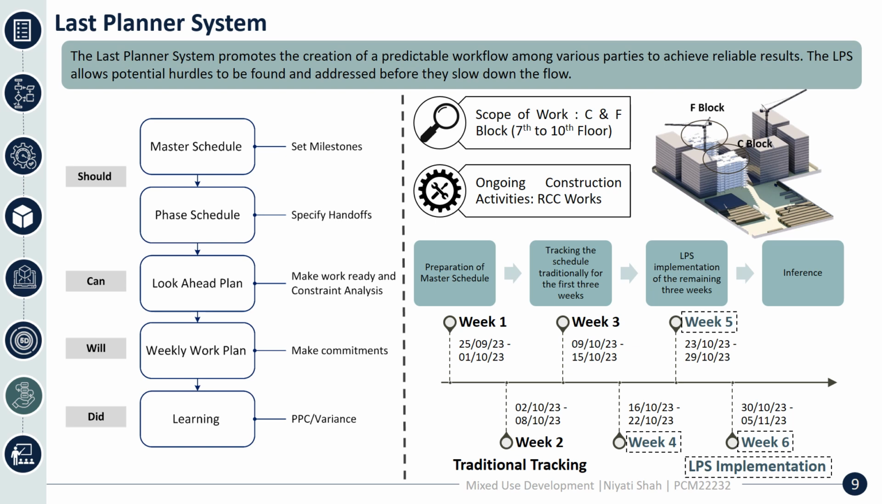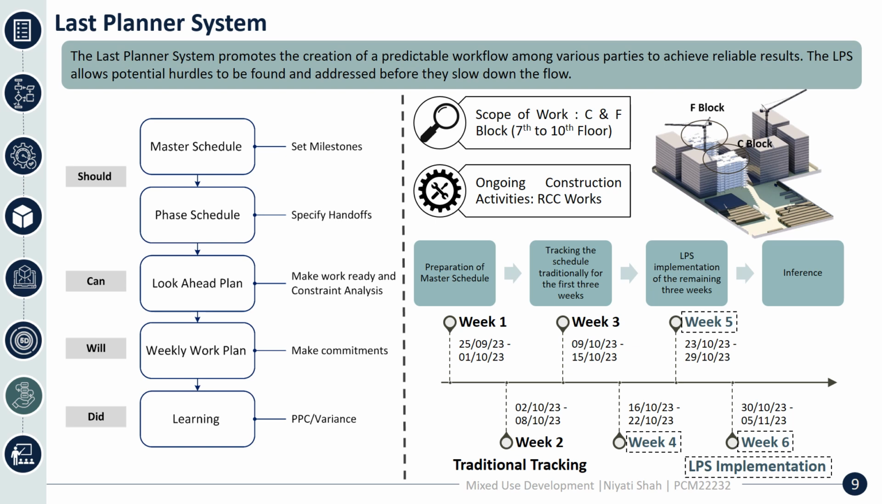From that, the weekly work plan is prepared, which is the commitment taken from the foreman, and after that the percentage plan complete is obtained, which indicates how much work was done as per the commitments taken from the foreman. The scope is taken as FNC. The scope of work is floors 7 to 10, and the ongoing activity is RCC work.